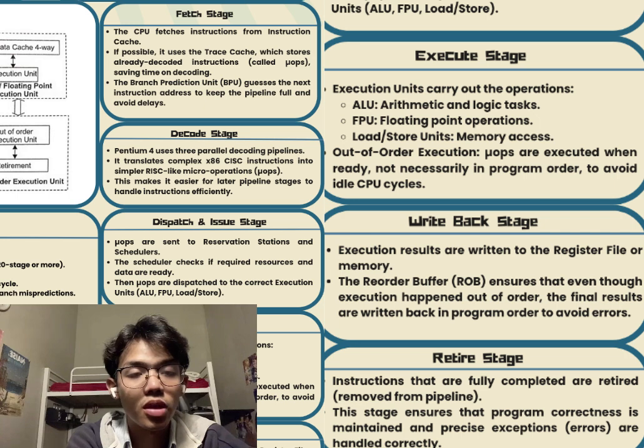This is where the real action happens. The ALU handles logic and math operations. The FPU works with floating point numbers, and the load or store units deal with memory. Pentium 4 uses out of order execution, which means the CPU can execute instructions as soon as they are ready, even if they are not in order. This makes the processor faster and more efficient.